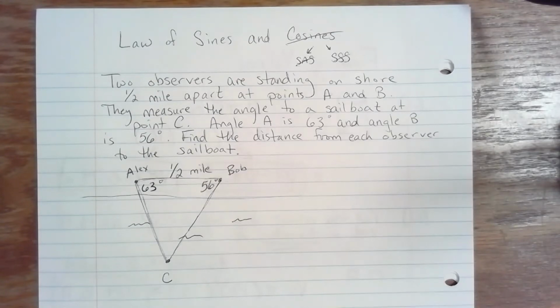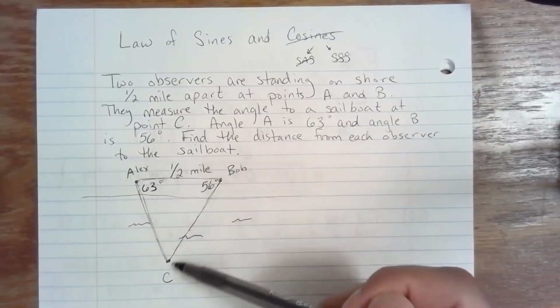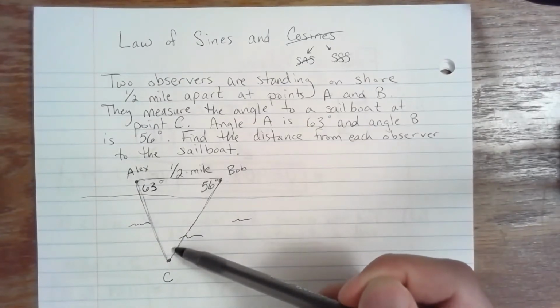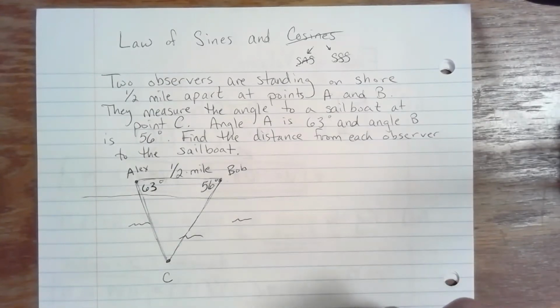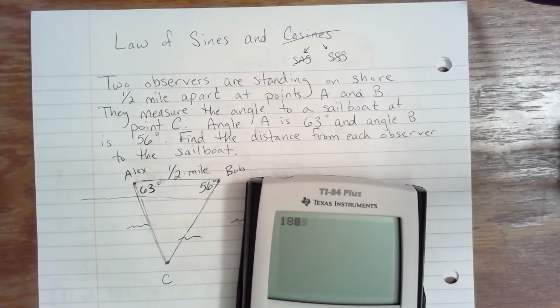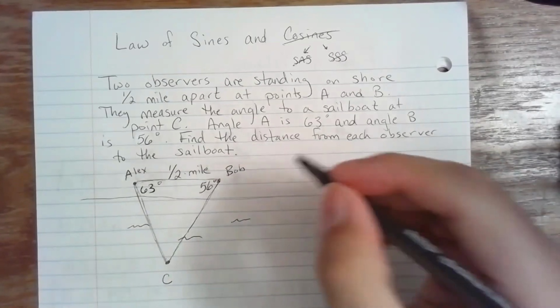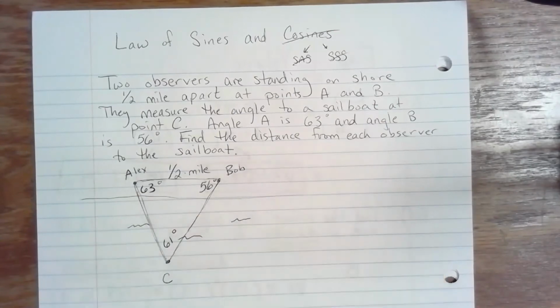You might go, well, I can't use law of sines either because I don't have the corresponding angle to this half mile. I don't know what angle C is. Please don't forget that if you have 2 angles inside of a triangle, you really do have the 3rd one. So we're going to go real fast and grab a calculator to save some time. Do 180 minus 63 minus 56. That's 61 degrees. That 61 degrees would be my other angle C. So maybe I'll write that down here, 61 degrees.